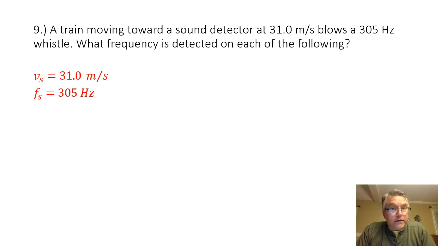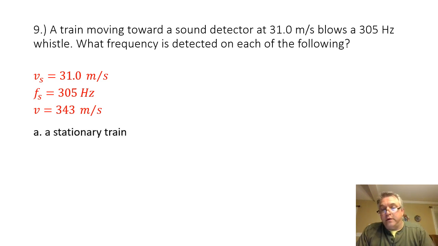And again, I don't specify a temperature, so I'm going to assume room temperature of 20 degrees Celsius. And at 20 degrees Celsius, I know that the velocity of the sound wave is going to be 343 meters per second. First thing I want us to find is the detected frequency on a stationary train. So we have one train moving at 31 meters per second approaching another train that is stationary, or not moving. So in that case, the velocity of my observer is going to be 0 because it is stationary. And we are looking for the frequency that is detected by the observer.